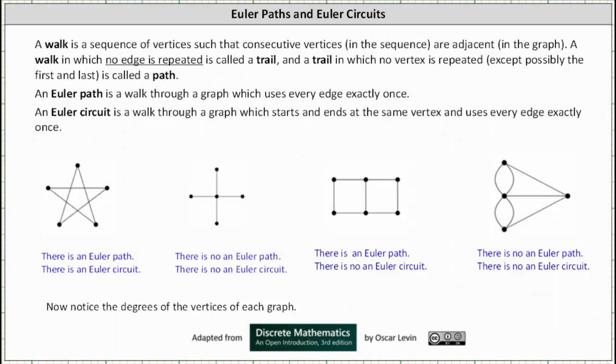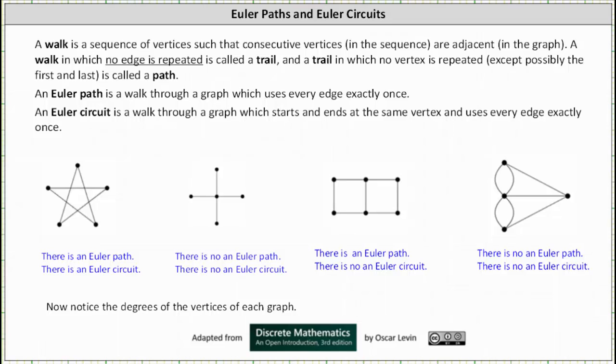Welcome to a lesson on Euler paths and Euler circuits. To begin, a walk is a sequence of vertices such that consecutive vertices in the sequence are adjacent in the graph. A walk in which no edge is repeated is called a trail, and a trail in which no vertex is repeated, except possibly the first and last, is called a path.